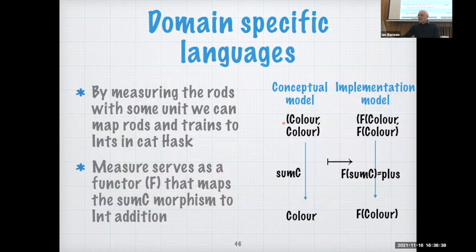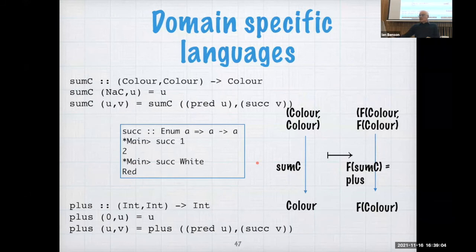If we measure the rods with some unit, we can map the rods and trains to ints. So here, sum C, if it has its two arguments, maps to a color, which is the sum. A measure functor will take these two colors and map them to two ints, and it will map the sum function to the plus function. Here they are spelled out in Haskell. And again, I'm using the fact that succ and pred are polymorphic functions, so they read across naturally.